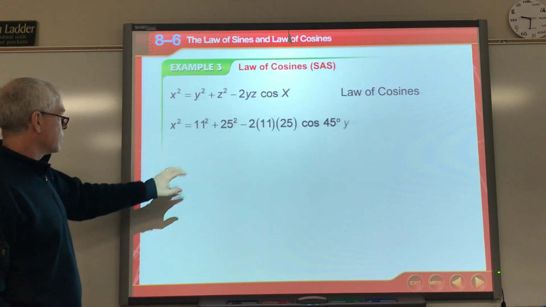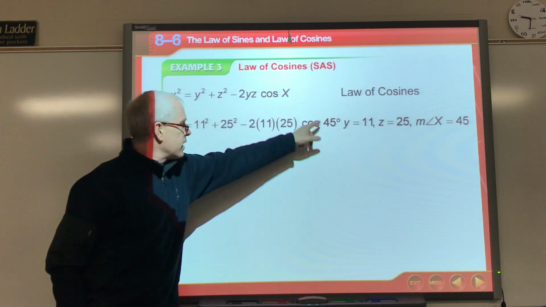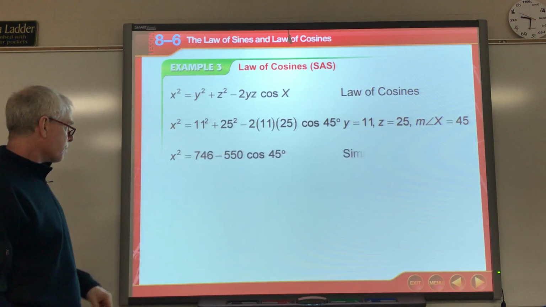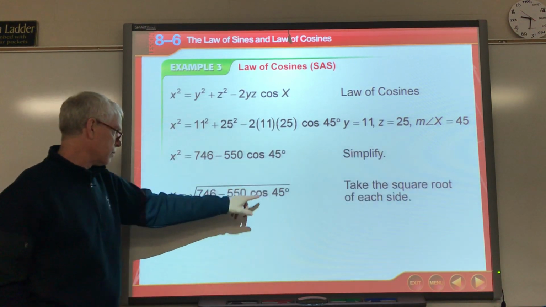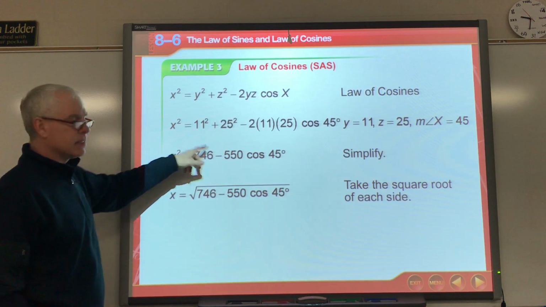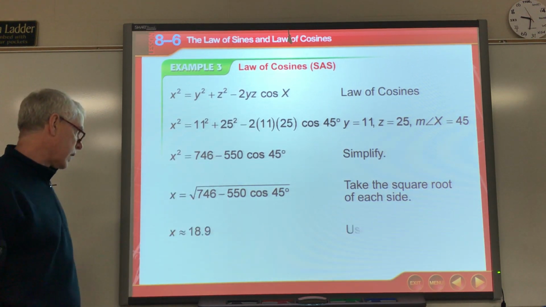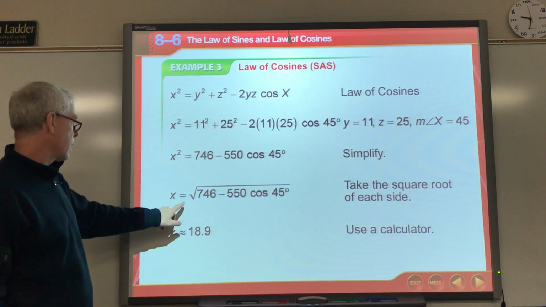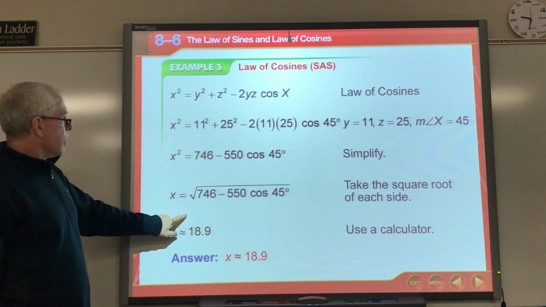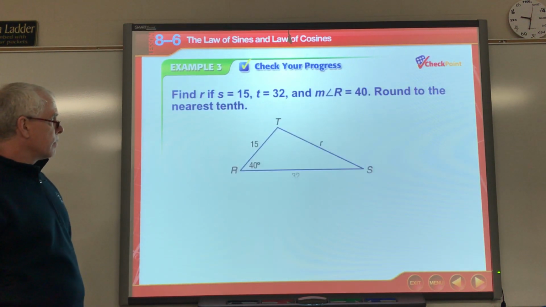So here we go. This is what we got. Type all of that into the calculator, you get a number. x squared equals whatever that is. And then you have to take the square root of it to get x by itself. So x is about 18.9, okay?